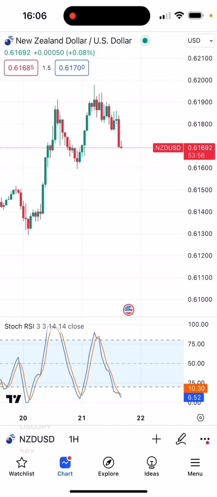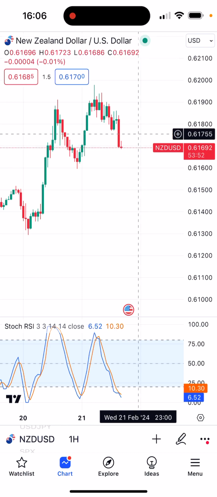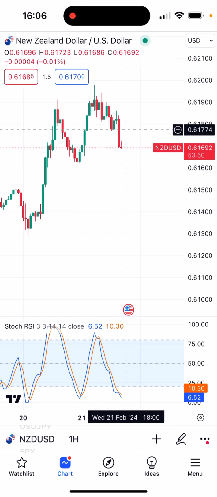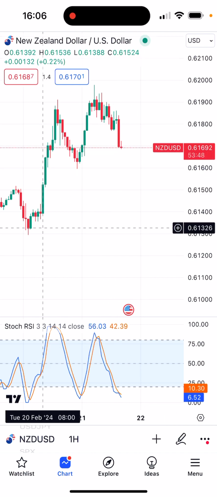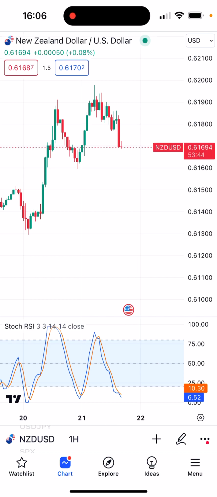So for instance, this probably will come back down here. Maybe it will come up here to retest this price and carry on down to meet those levels here. But as long as you make profit, that's all that matters.